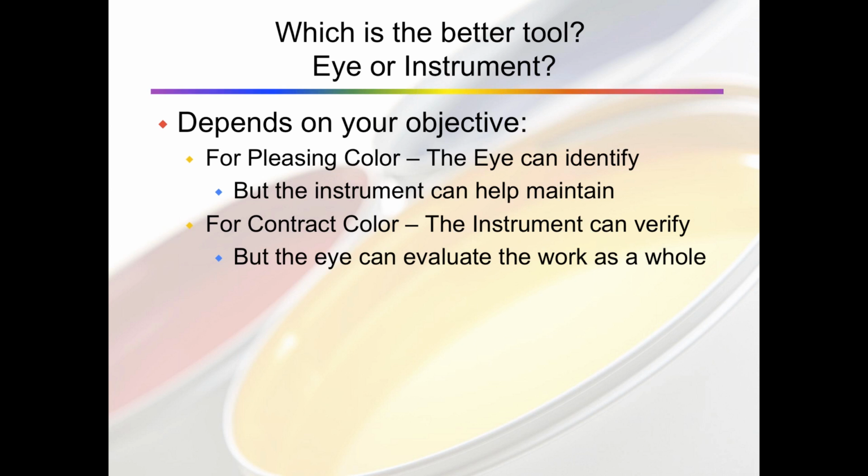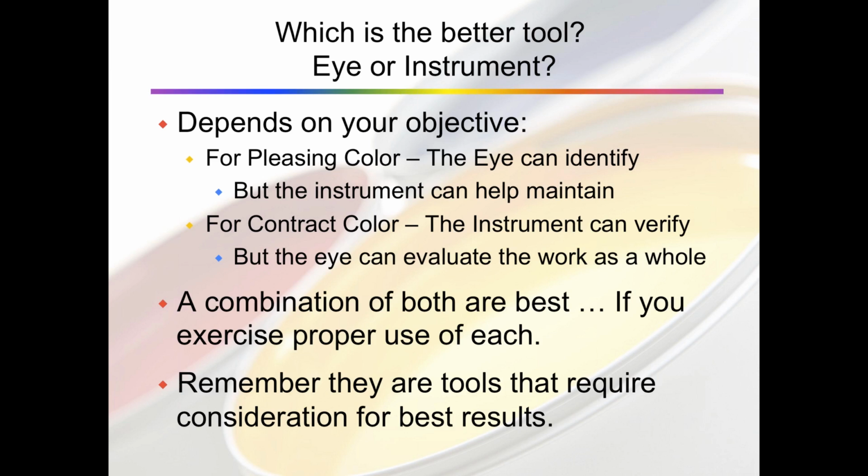So the eye is very important still for contract color environments for making sure that it works both numerically as measured and visually as it all comes together. So what I'm getting at is that a combination of both are best. Now, this is only good if you exercise proper usage of each, and you must remember that both are tools, both are subject to their own benefits and risks, so we must use proper consideration to obtain the best results.